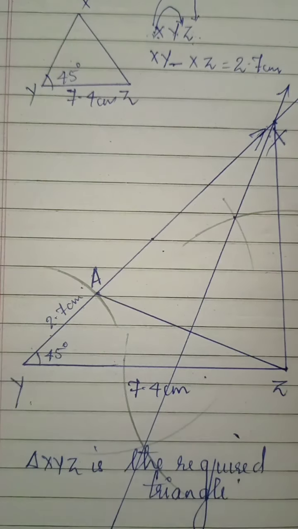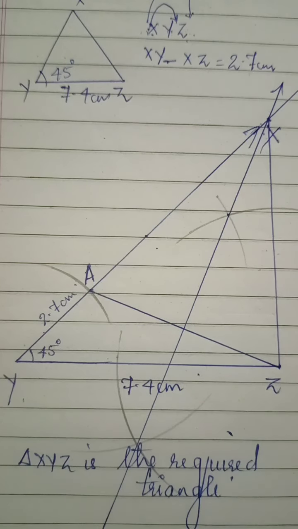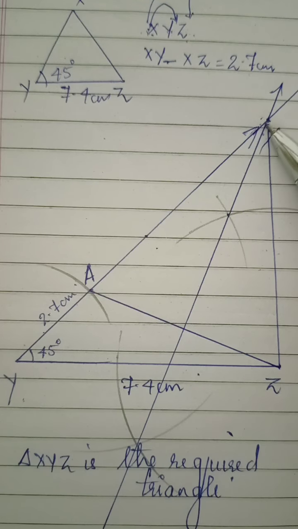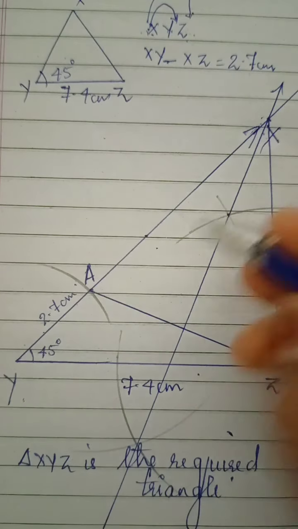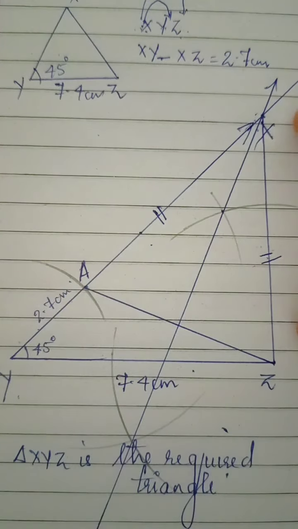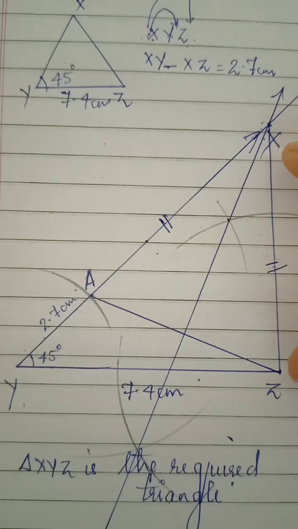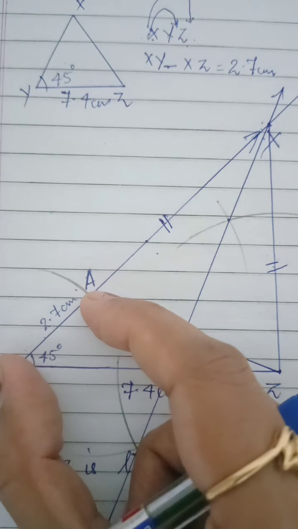What is the property that we have used here? If you draw the perpendicular bisector, this is the perpendicular bisector. Point X is on that perpendicular bisector. Point X is at equal distance from Y, and X's distance from Z is also equal. So here these two have identical marks. XY is equal to XZ. And XY minus XZ is 2.7, as we can see here.